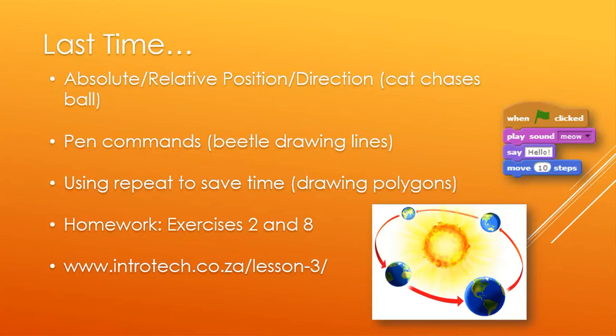Does anyone remember why I've got this picture here? It shows the rotation of the world. But how many days does it take for the Earth to go around the sun? 365. And how many degrees do we have in a circle? 360, yes, all right.